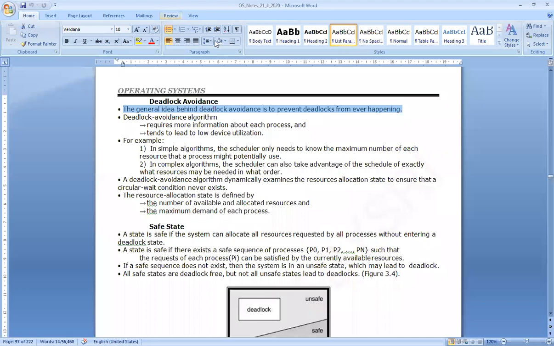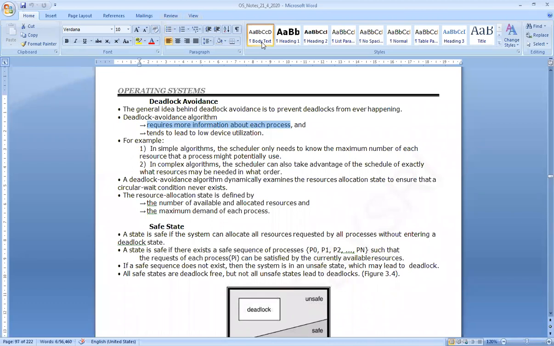whenever we assume there may be a deadlock situation, the general idea behind avoidance is just to prevent the deadlock from ever happening. If we are expecting that a deadlock may occur, we should think in advance and see how we can avoid that situation. That is called deadlock avoidance. A deadlock avoidance algorithm requires more information about each process. How is it possible to avoid the deadlock?